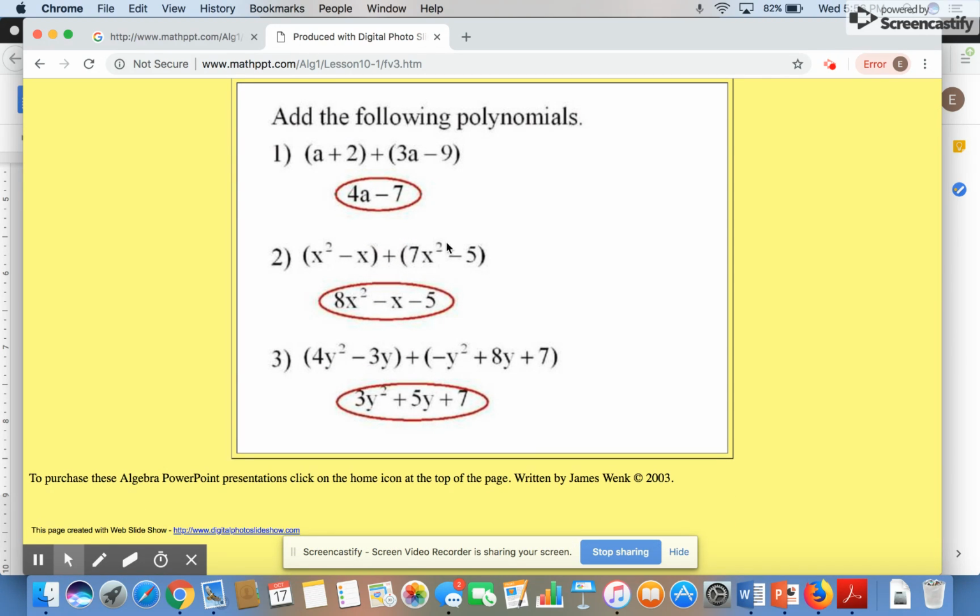Here you do the same thing. You find your like terms and you add or subtract your like terms. So you have an x squared and you have a 7x squared, and we're adding. So you add x squared plus 7x squared, you get 8x squared.